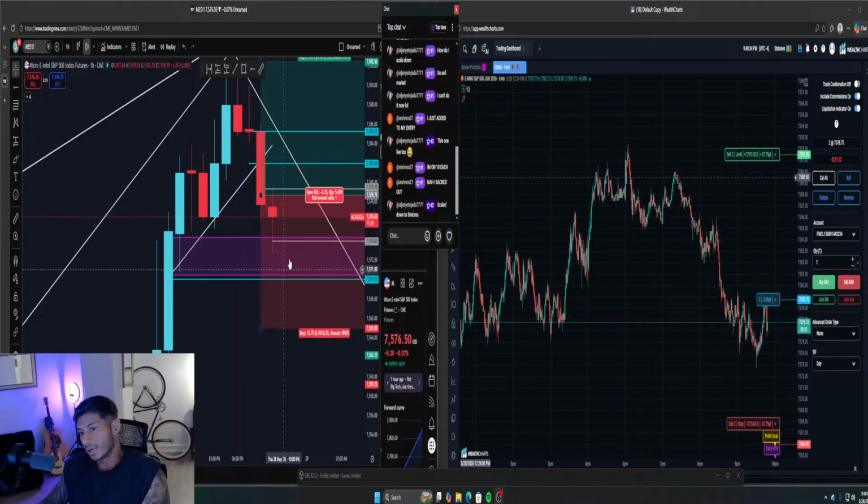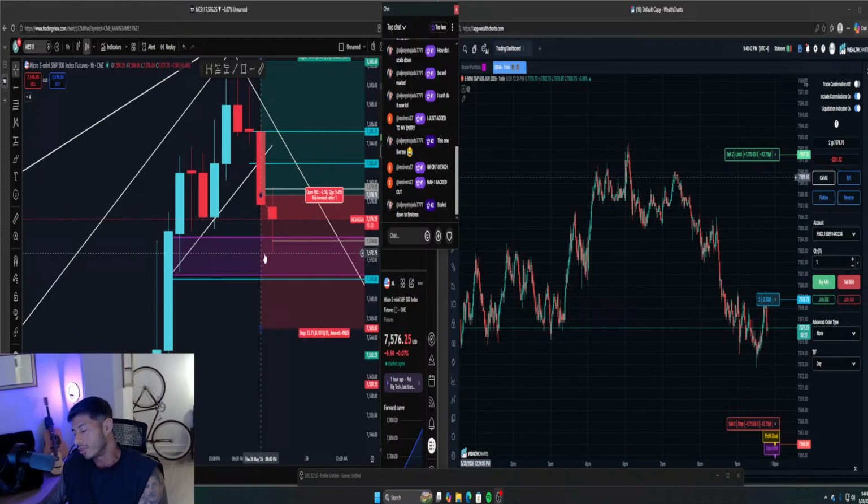I'm still waiting for price to come in here. And if price comes here and it respects this teal line, I will add to my position down there. But at that point, I will be in 3 minis. But again, guys, I have like a $5,000 buffer, so keep that in mind.